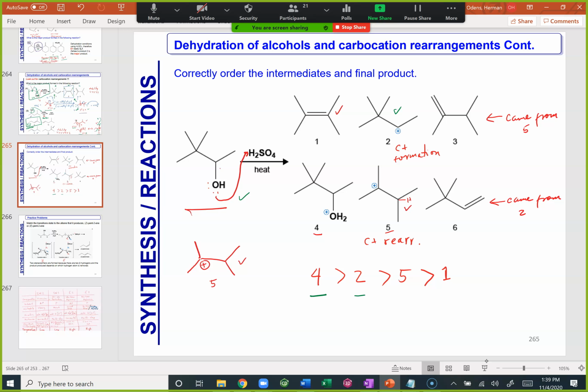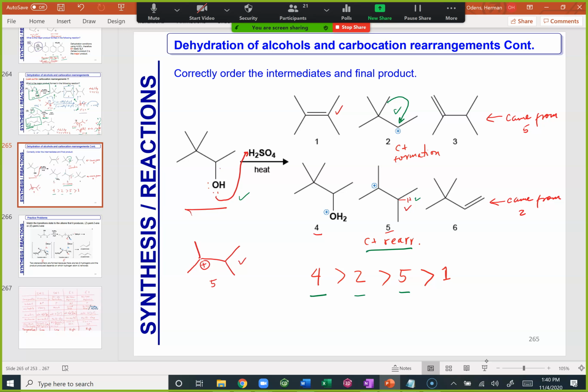Then, can that rearrange? Absolutely yes, it can rearrange. So then that will make what? 5. This is your carbocation rearrangement. Where's 2? Yeah, right here. This methyl is going to jump there and make a 1,2 methyl or alkyl shift. All right, and then after 5 rearranges, this H is taken and it forms 1.